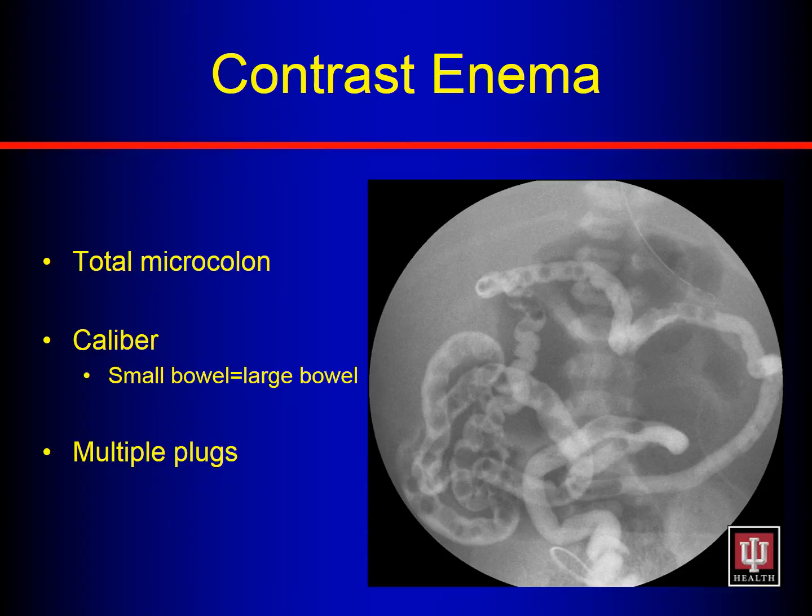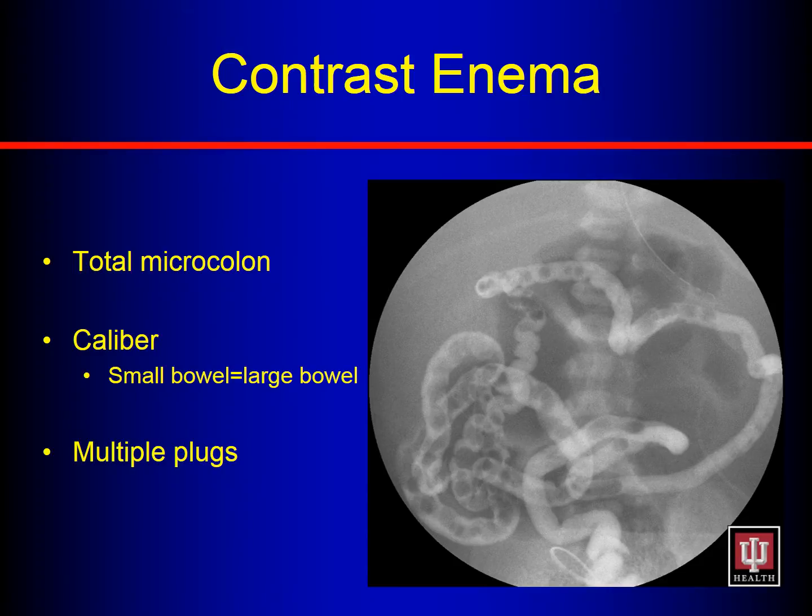We can also see multiple filling defects, a few down in the sigmoid region, but many more proximally in the colon and in the distal small bowel. Now, the other finding we have here that is more of an absence is the vague lucency over the mid-abdomen, which is that gas-filled dilated bowel that we saw on the KUBs that we were following. So this is an area we did not reach with our enema.